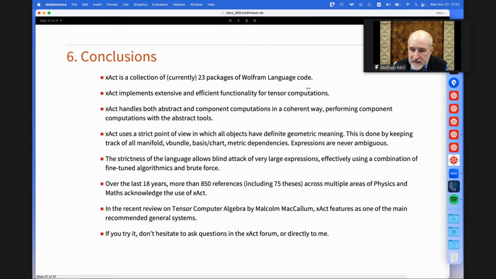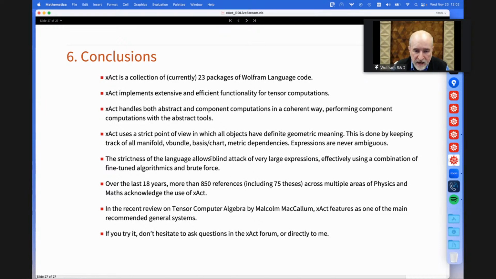xAct is very insistent in having a well-defined geometric meaning for everything. That includes things like Christoffels, Jacobians, etc. This is done just by keeping track of all the dependencies. Right? So this thing that you read typically, that the Christoffels are not tensors. Well, they are not because you forgot where they were coming from. You keep track of the two covariant derivatives. They are related, and they are perfectly well-defined tensors. So in this way, expressions are never ambiguous. You can take the Lie derivatives of Jacobians or whatever change of basis, and it all works. It's all well defined.